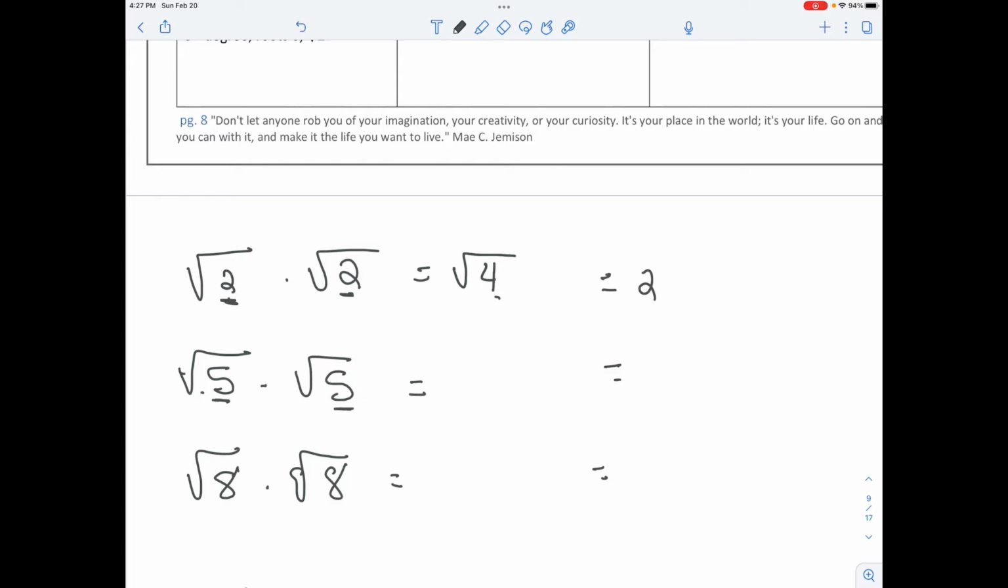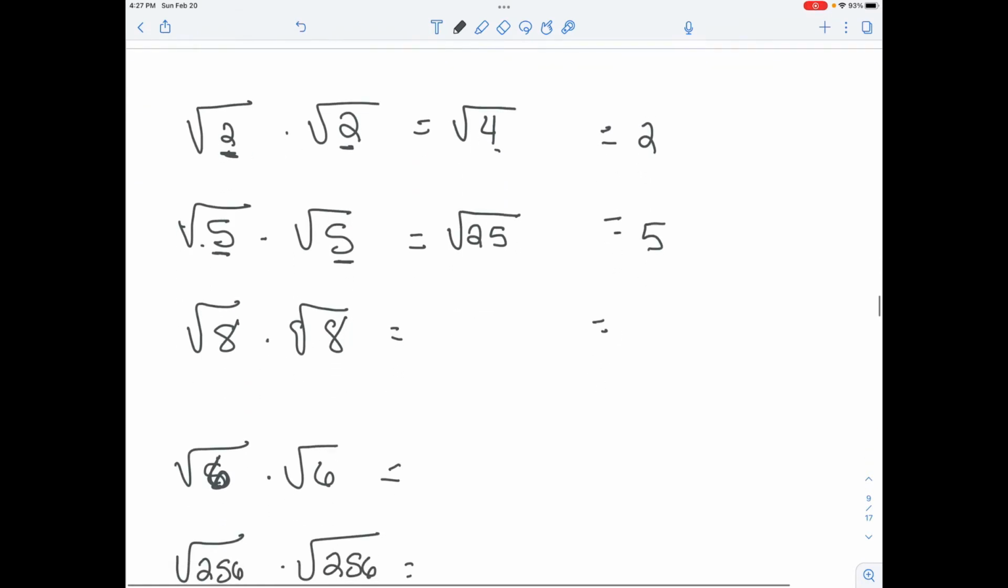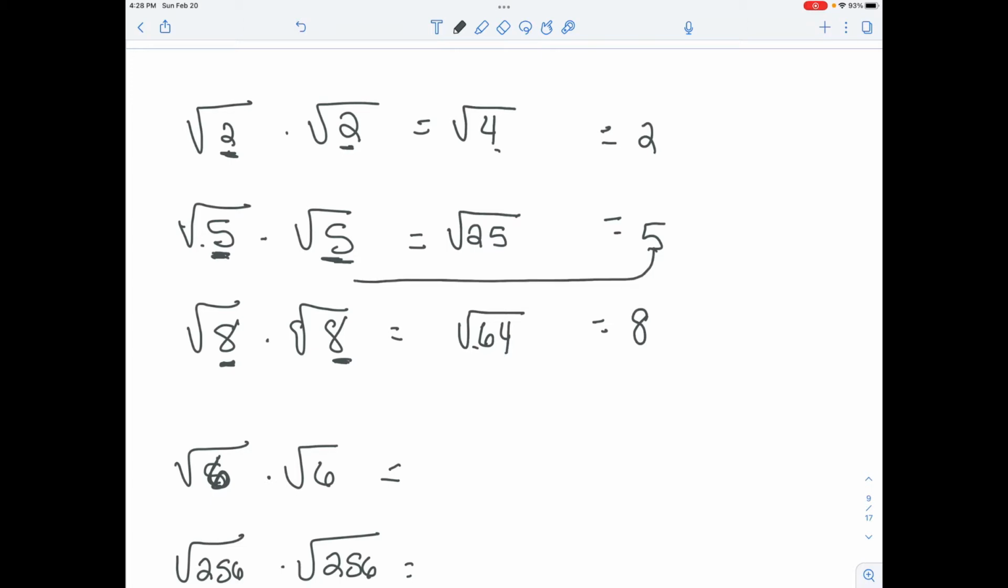Let's do another one. If I multiply the square root of 5 times the square root of 5, what do I get? The square root of 25. Well, what's the square root of 25? 5. Do you see the pattern? So if I multiply the square root of 8 times the square root of 8, that's going to give me the square root of 64, which is just 8. So the pattern is this. When I multiply the same radical together, the radical disappears and I'm left with the number. Did you see that?